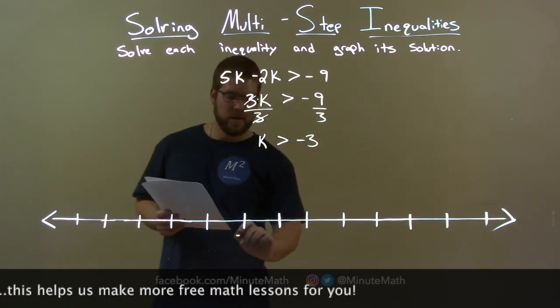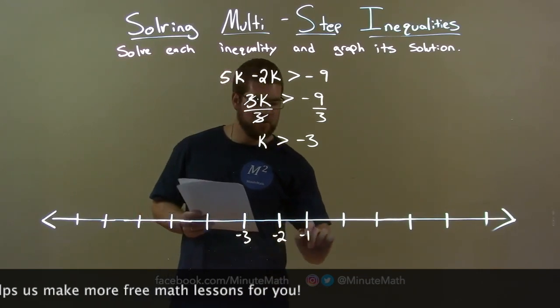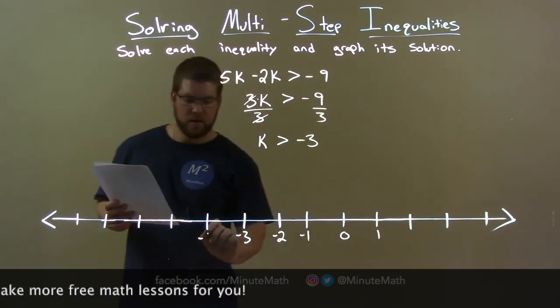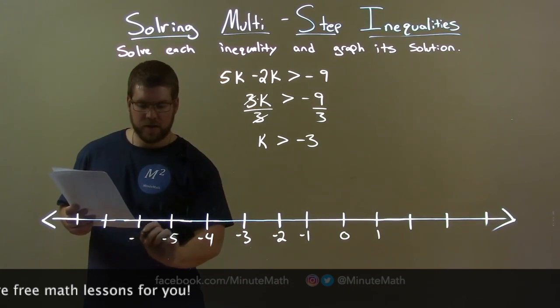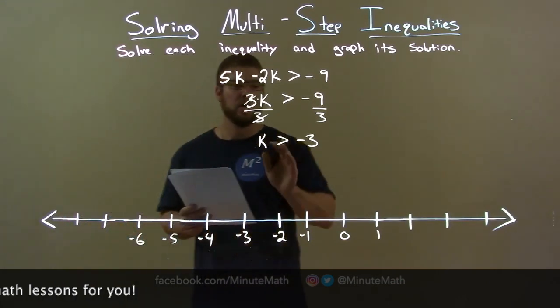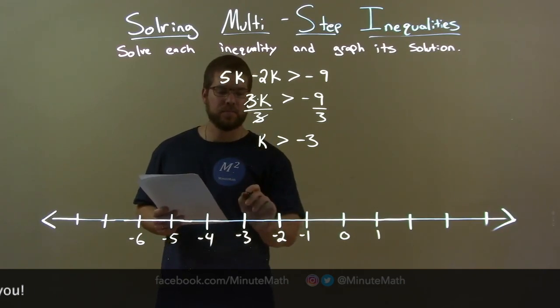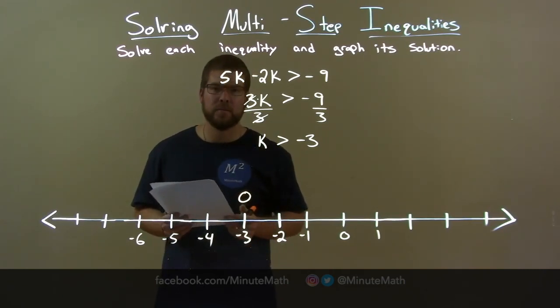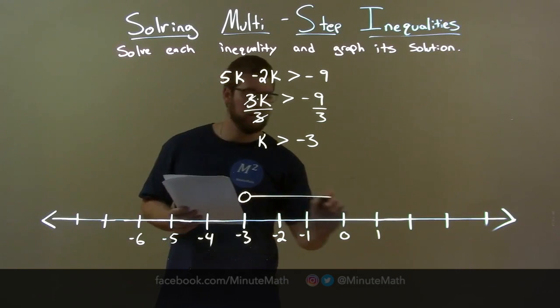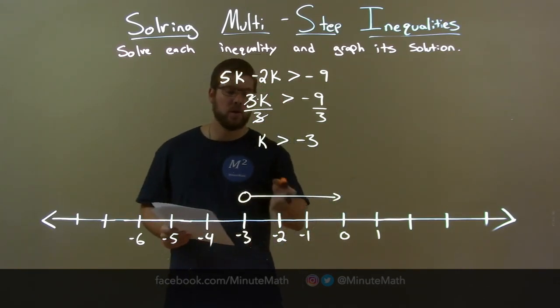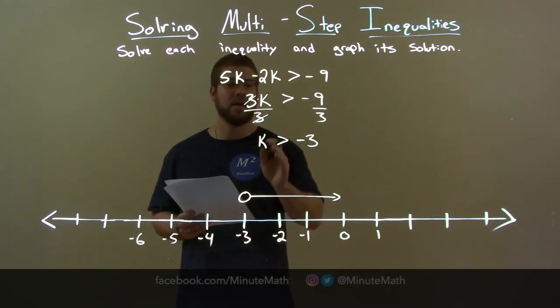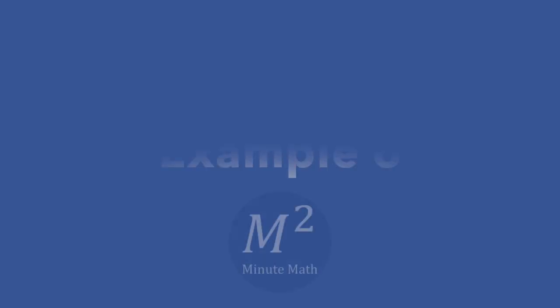So let's graph this. Negative 3 here, negative 2, negative 1, 0, 1, negative 4, negative 5, negative 6. k is greater than negative 3, so it's not equal to negative 3. So open circle at negative 3. It's greater than, so the arrow goes to the right, and there we have it. Our graph matches our final answer. k is greater than negative 3.